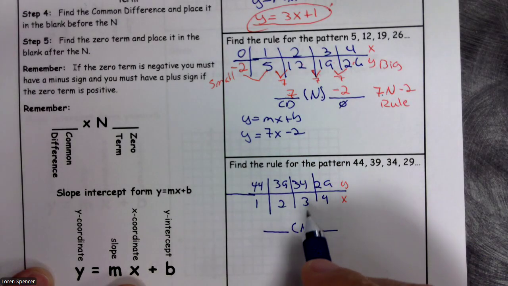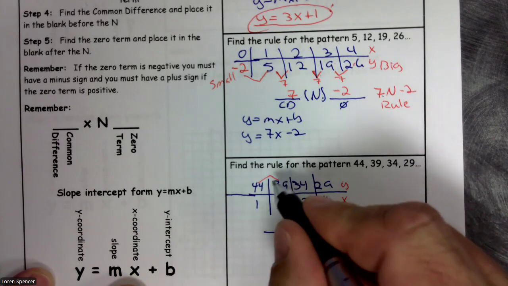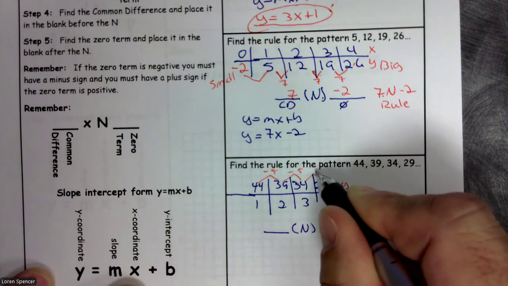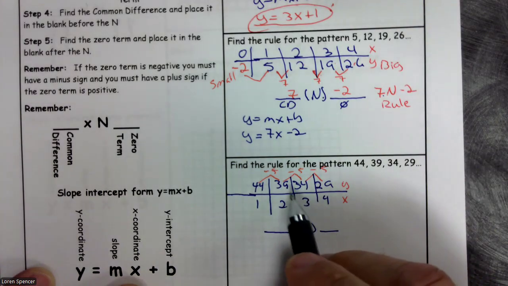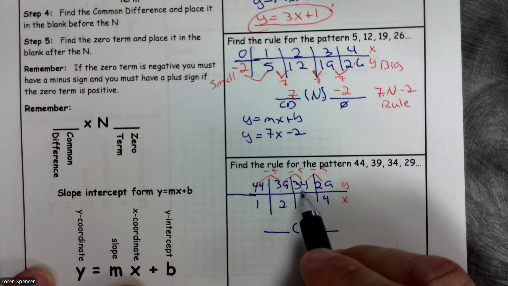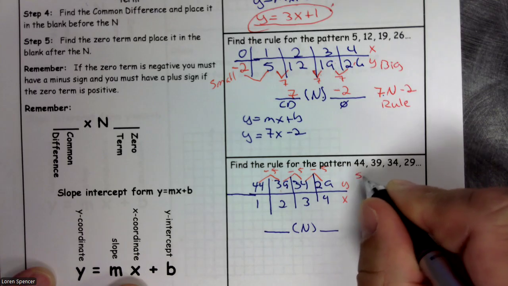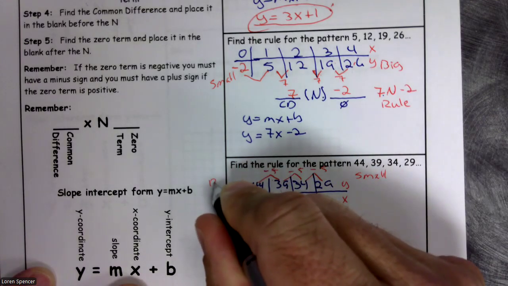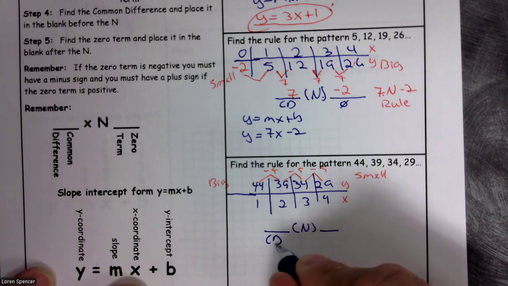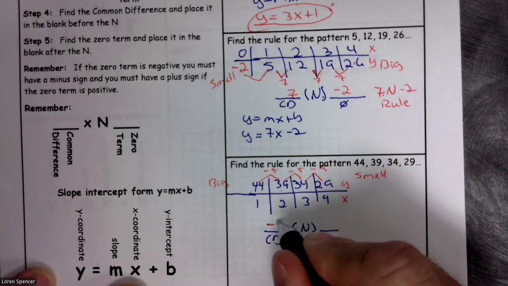So blank and blank. And what's my common difference? Make sure you're taking the common difference of the y's. Well, it turns out I went down 5 for this one, and I went down 5 for this one, and I went down 5 for this one. So 44 minus 39 is 5. 39 minus 34 is 5. 34 minus 5 is 29. So this time, as we go this way, we're getting small, and this is big. But regardless, we know our common difference this time happens to be a negative 5.